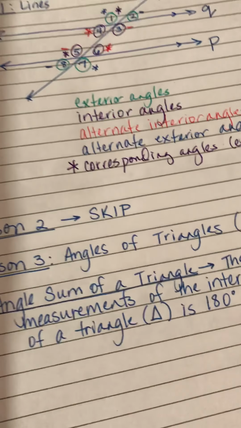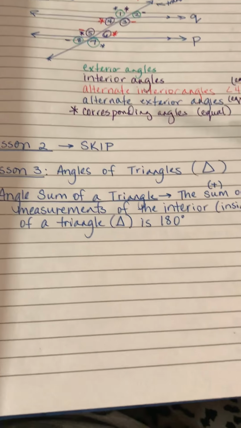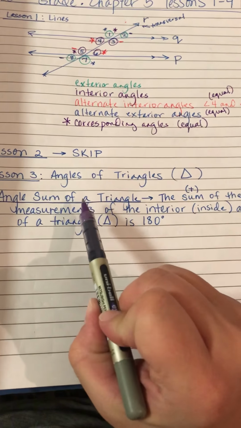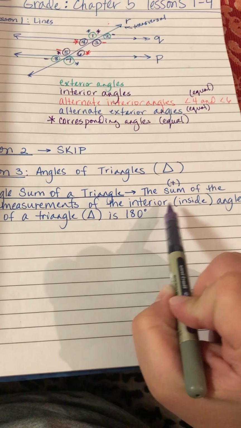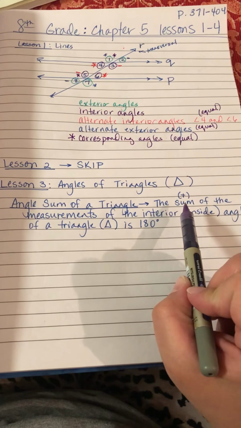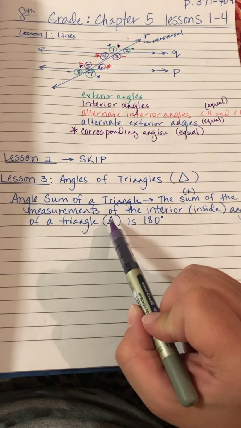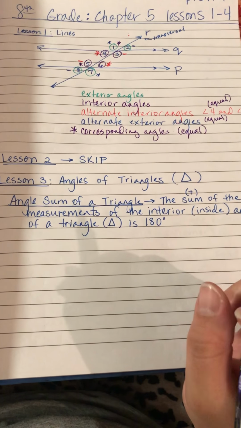In lesson 3, this is angles of triangles. So the most important thing that we learned in lesson 3 is that the sum of the inside or interior angles of a triangle is 180. Remember, sum means when we add all the angles together, so this angle, this angle, this angle, we would get 180.